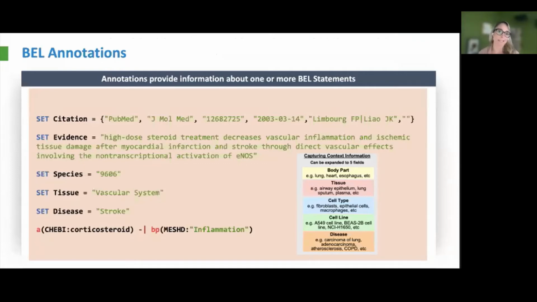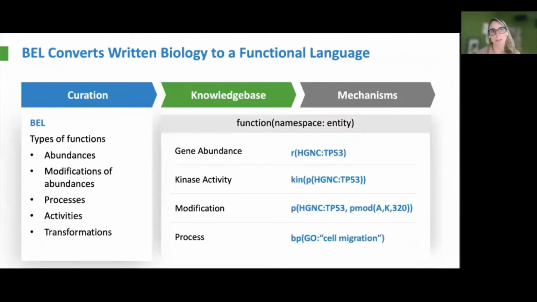These triples can be annotated with body part, tissue, cell type, experiment type. There's a free text form in there for you to be able to write in whatever you want, who curated it, when they curated it. Of course, all this type of information is collected.